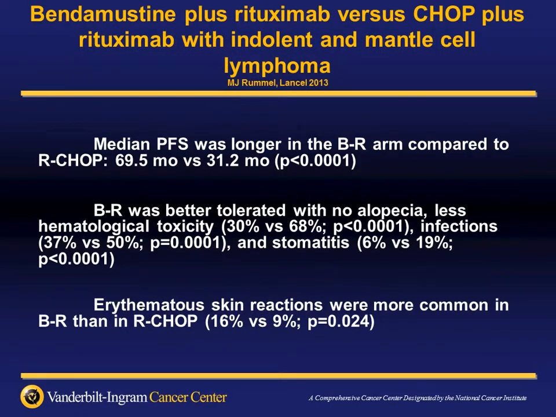Well, this is an important study, a non-inferiority study to see if bendamustine plus rituximab was not inferior to R-CHOP in indolent and mantle cell lymphoma, by Rummel, published in Lancet in 2013. The median progression-free survival was longer in the BR arm compared to R-CHOP, 69.5 months versus 31.2.